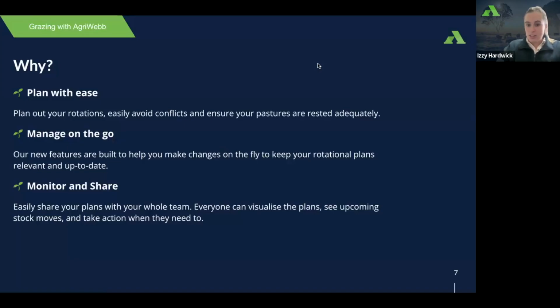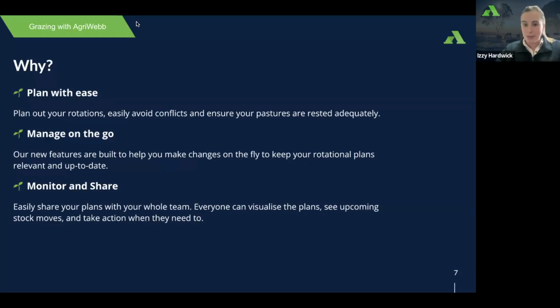So why grazing on AgriWebb? There's a few options. Obviously, planning with ease. We have a few tools to help you plan your grazing, one of those being Cibo Labs, which is here with us today. Managing on the go, so making it flexible. So if you are using our grazing planner in collaboration with Cibo, how can you make those plans flexible?